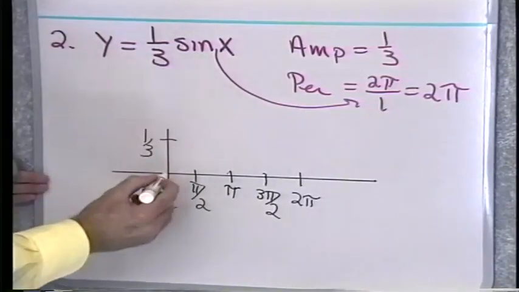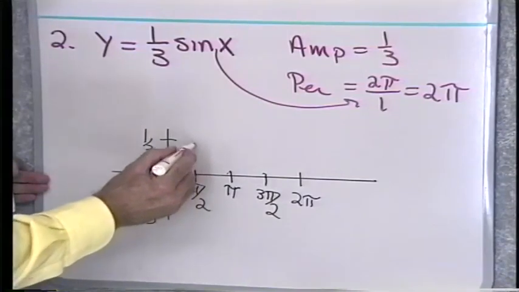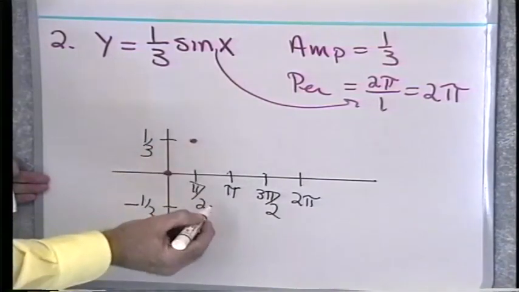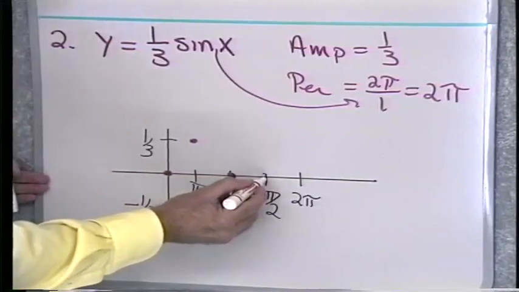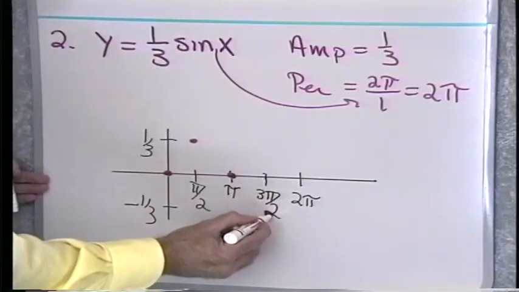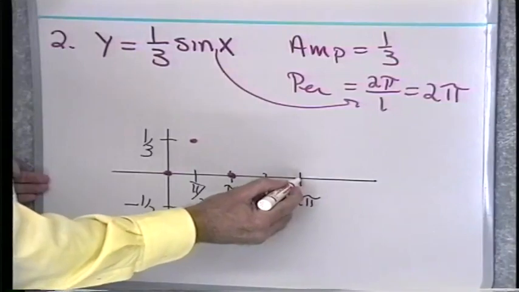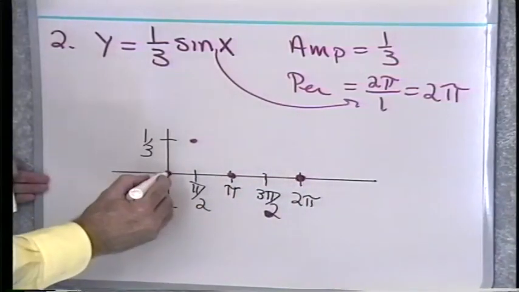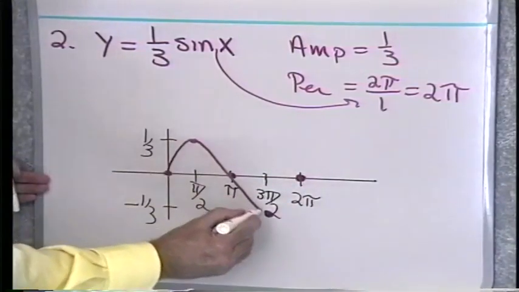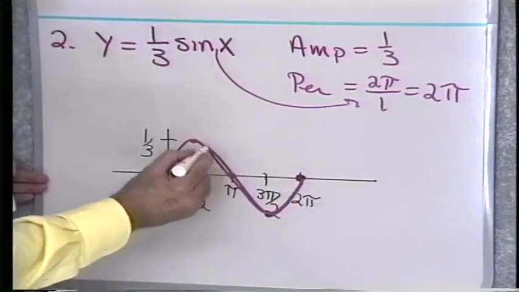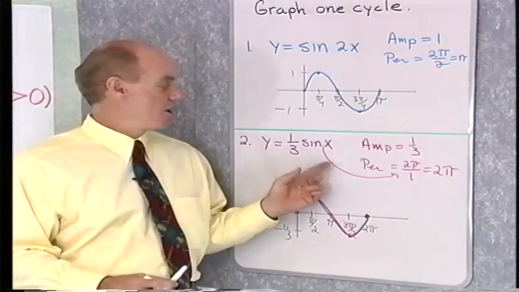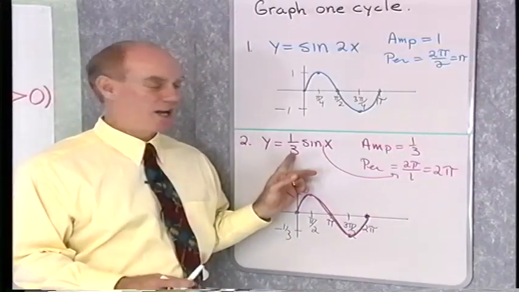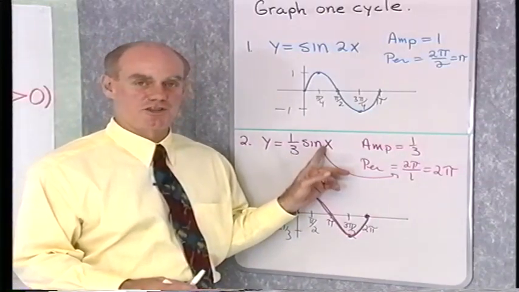It's a sine graph, so it starts at 0, goes up to 1, or I should say 1/3 at the quarter point. At the halfway point, it's back down to 0. 3/4 of the way through the cycle, it'll be at -1/3, and then when I come to the end of the cycle, I'll be back to 0. So here is a nice, quick, accurate sketch of 1 complete cycle of the graph of y equals 1/3 sine x. So this coefficient right here changes the amplitude. This coefficient over here changes the period.